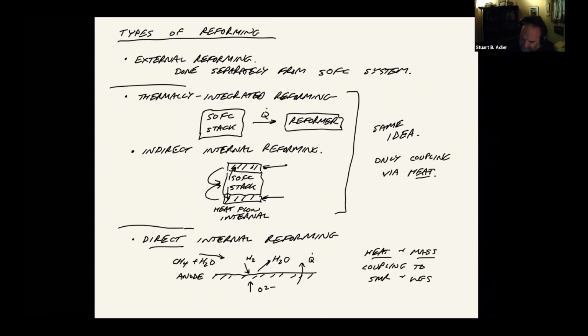This aspect of direct internal reforming, I'm actually going to come back to a little bit later. We will be talking about stack models and ultimately what goes on in a stack where you have methane and reforming going on. For the moment, though, I'm just going to focus on the thermally integrated reforming and indirect internal reforming and think a little bit about what is entailed in predicting some of those reactions.